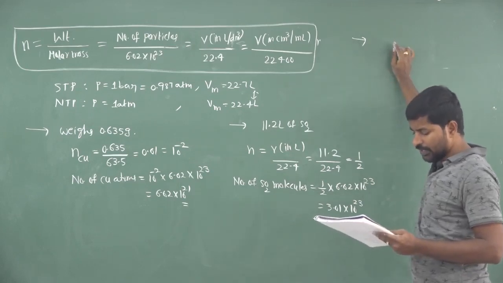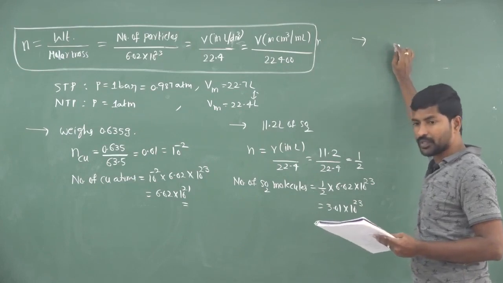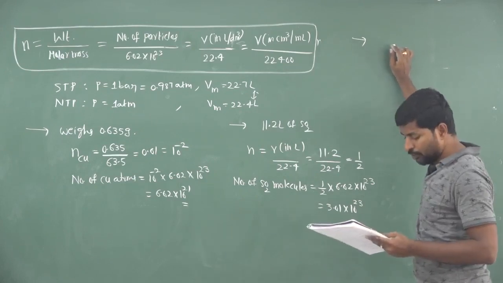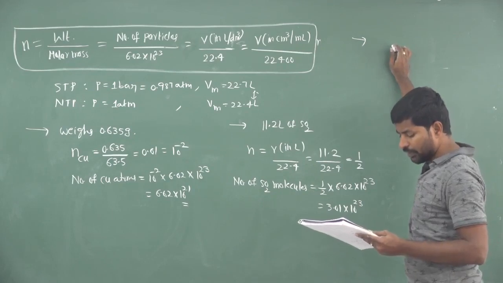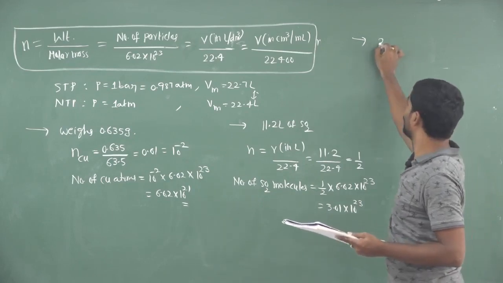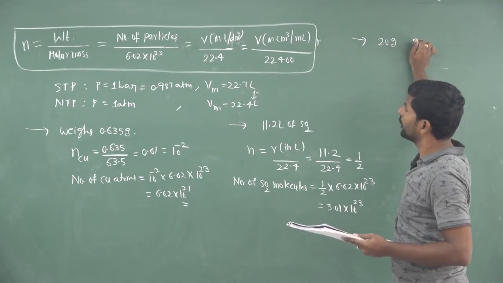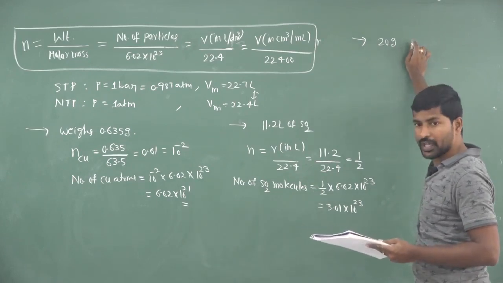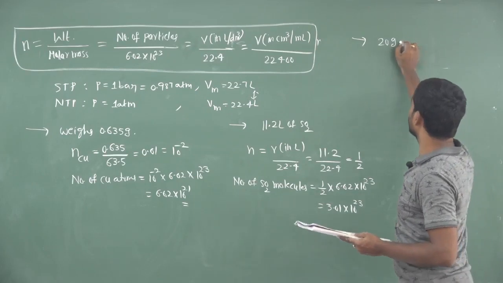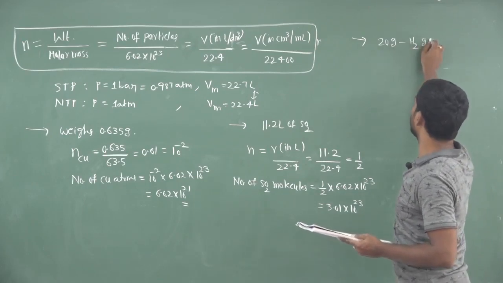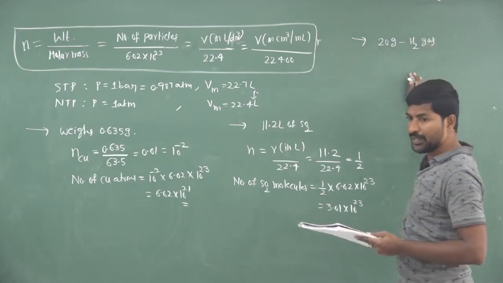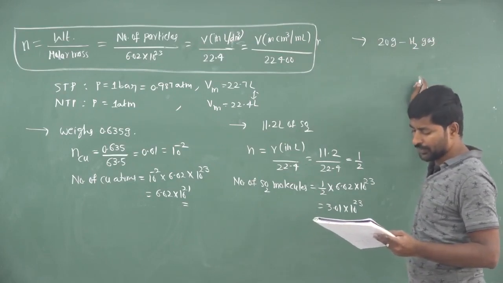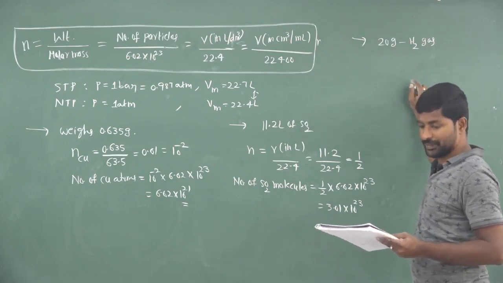Next, calculate the volume of 20 grams of hydrogen gas at NTP.